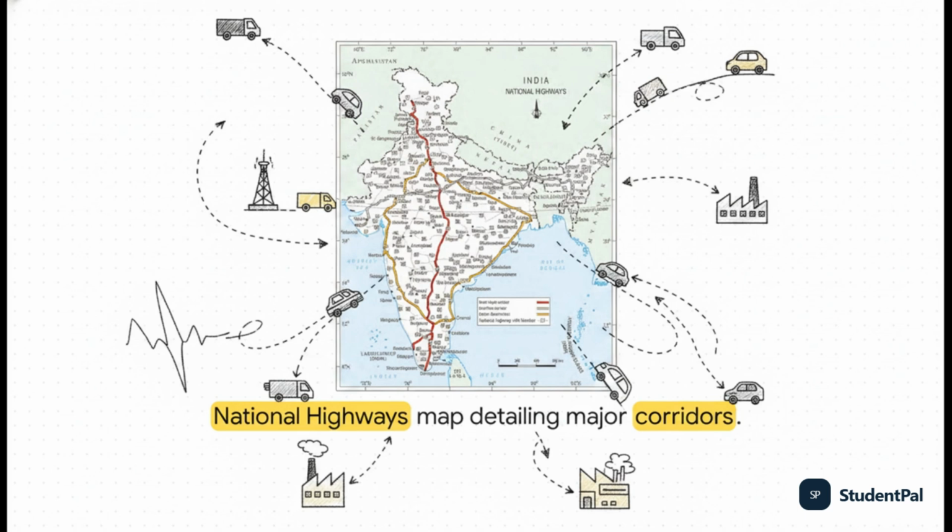Now trace that red line running vertically straight down. That is the super vital north-south corridor, and it links Srinagar in Jammu and Kashmir all the way down to Kanyakumari in Tamil Nadu. We also have an east-west corridor connecting Silchar in Assam to Porbandar in Gujarat. You know, these aren't just normal roads. They're mega arteries, specifically designed to reduce the travel time and distance between India's biggest megacities.